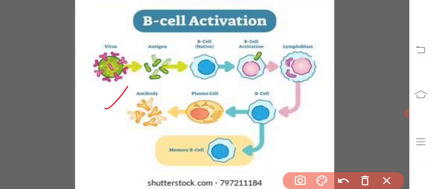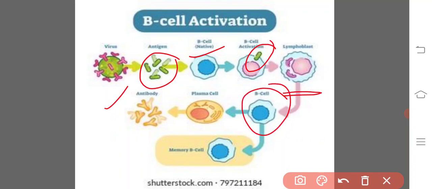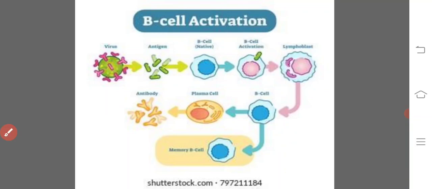So here you can observe the virus. These epitopes are antigens. The naive B cell is activated, that is, the antigen attaches to the B cell. The activation of the B cell leads to the lymphoblast, and this B cell differentiates into effector plasma cells and memory B cells. The effector plasma cells produce appropriate antibodies.